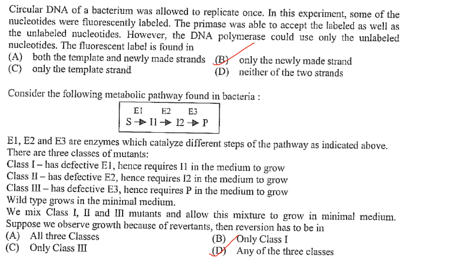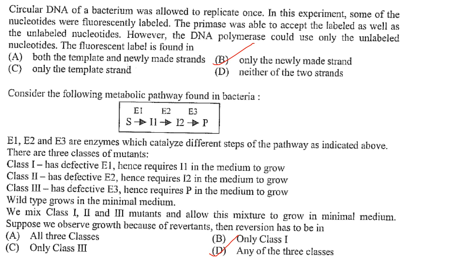Then next one. Consider the following metabolic pathway found in bacteria: S to I1, I1 to I2, I2 to P, catalyzed by enzymes E1, E2 and E3. E1, E2, E3 are enzymes which catalyze different steps of the pathway as indicated above. There are three classes of mutants. Class 1 has defective E1, hence requires I1 in the medium to grow. Class 2 has defective E2, hence requires I2 in the medium to grow. Class 3 has defective E3, hence requires P in the medium to grow. Wild type grows in minimal medium.